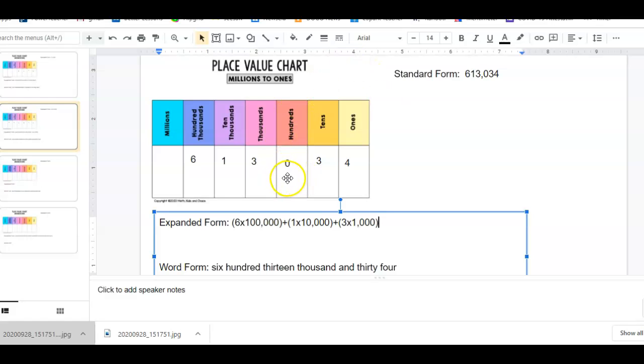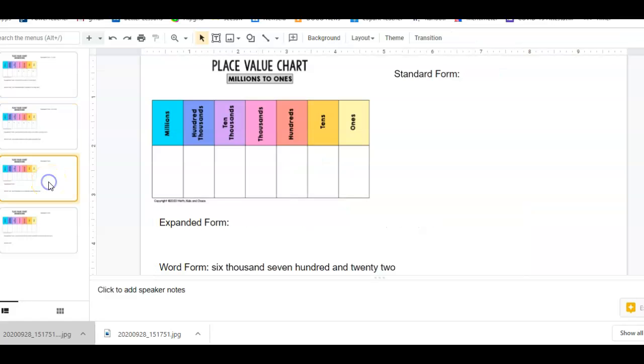And now we're moving to the hundreds place. There's no hundreds. So I can just leave that one blank. I don't have to say 0 hundreds. I can just move right on to the tens place. And how many tens do we have? 3. 3 times 10 plus, what is the last one? Do it in your head before I can do it. 4 times 1, right? 4 ones. Okay, so standard form, word form, expanded form. Let's do 2 more together.